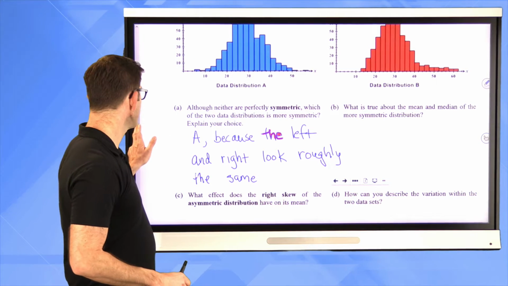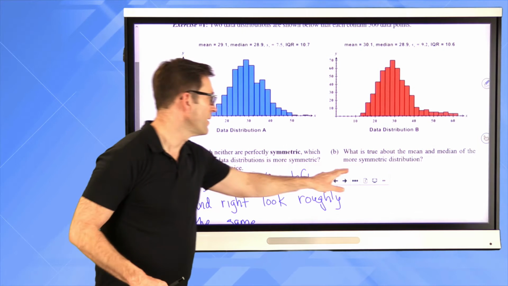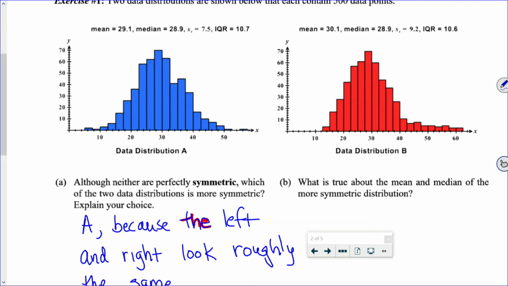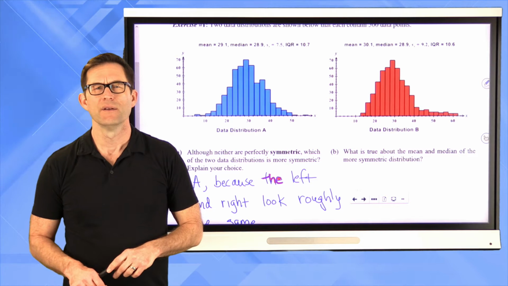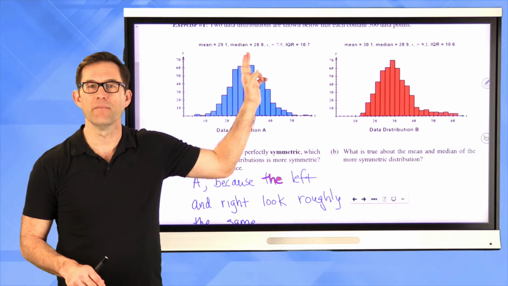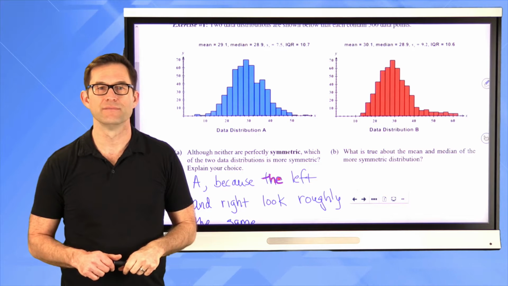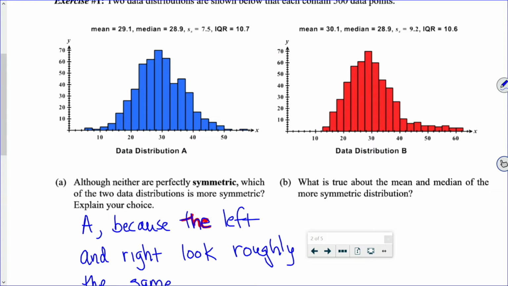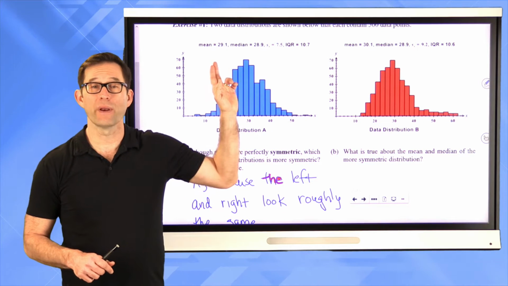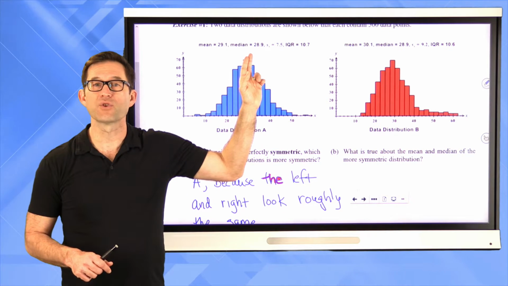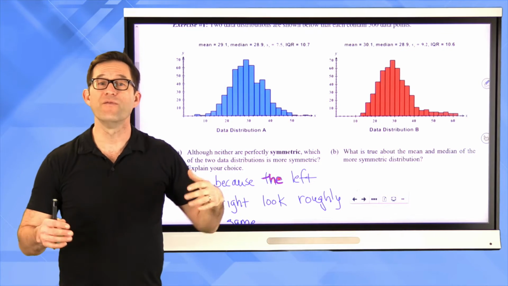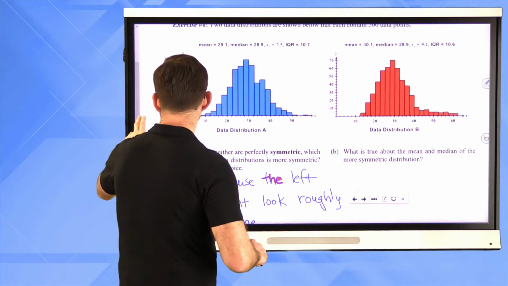Now, let's take a look at letter B. What is true about the mean and the median of the more symmetric distribution? So take a look at the mean and the median of distribution A, and what can you say about those two values? Well, one of them is 29.1, one of them is 28.9. Those are very close to being the same.